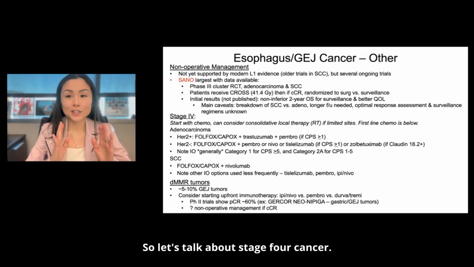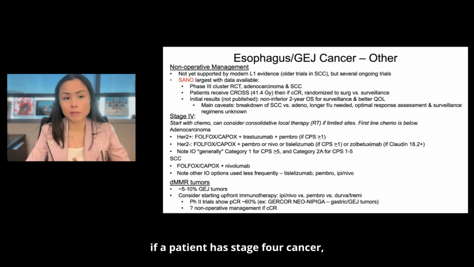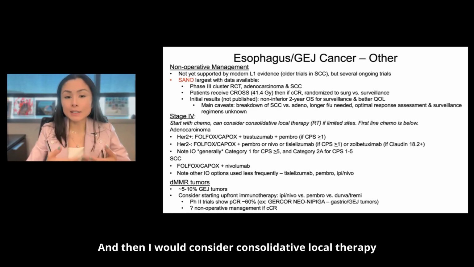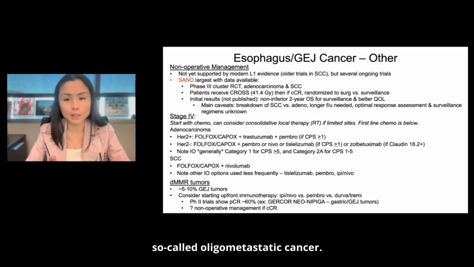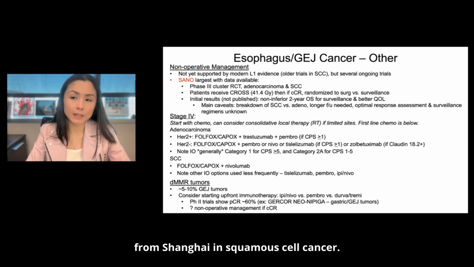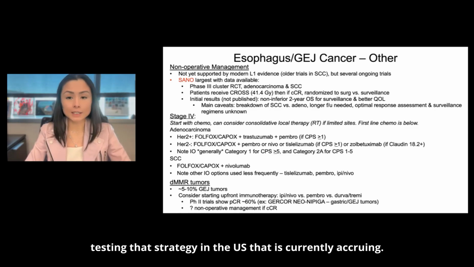I'm back. So let's talk about stage 4 cancers. Similar to any disease site, if a patient has stage 4 cancer, you want to start with chemotherapy. And then I would consider consolidative local therapy if there's limited residual tumor, so-called oligometastatic cancer. I think the best data for that is a randomized phase 2 trial from Shanghai in squamous cell cancer. There is an ongoing phase 3 ECOG trial testing that strategy in the US that is currently accruing.